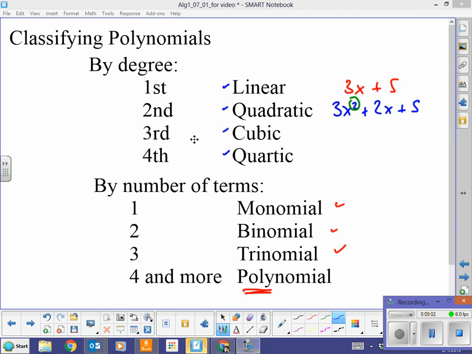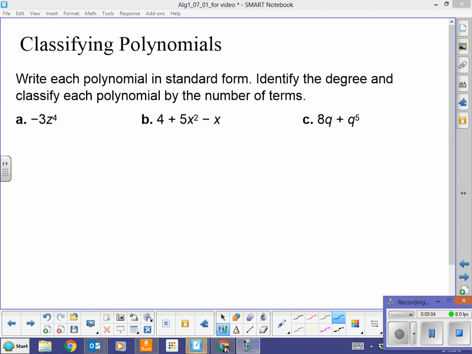Let's move on. Classifying polynomials, we want to write these in standard form, identify the degree, and then classify by number of terms. Okay? So here I have negative 3x to the fourth. It's already in standard form, the largest exponent. There's only one term here. This is, of course, a monomial. It's a fourth degree or quartic monomial.